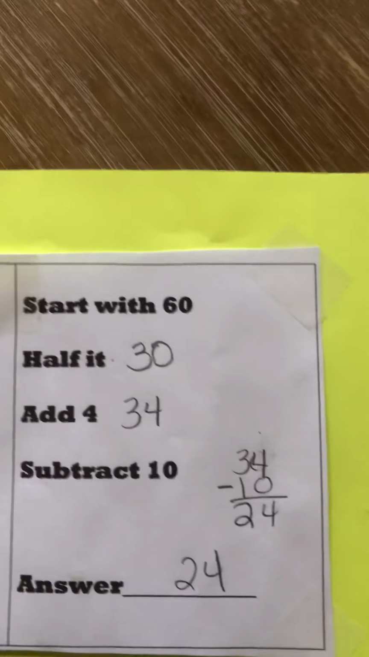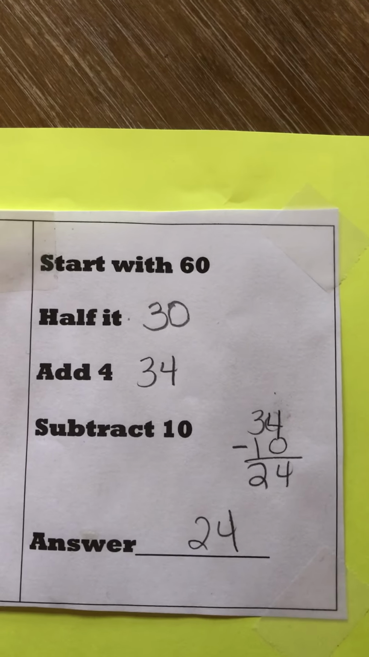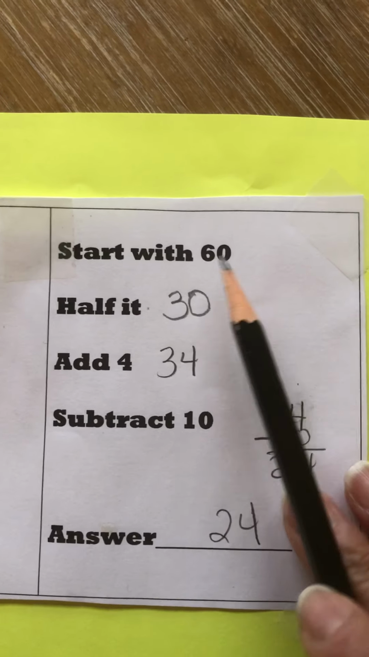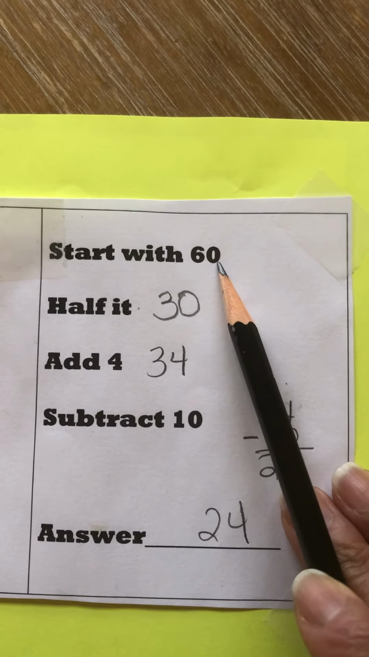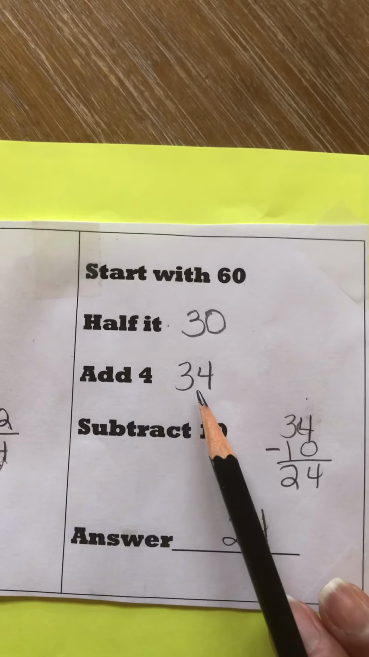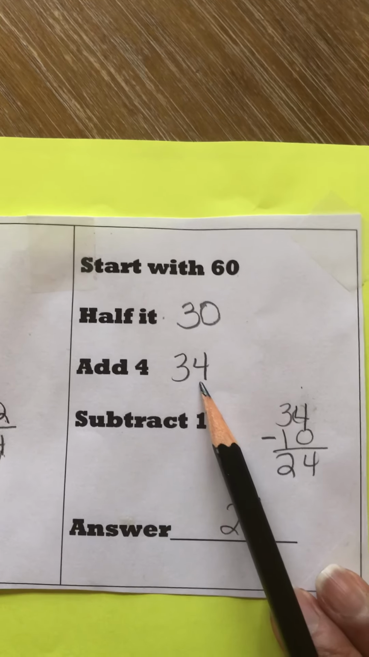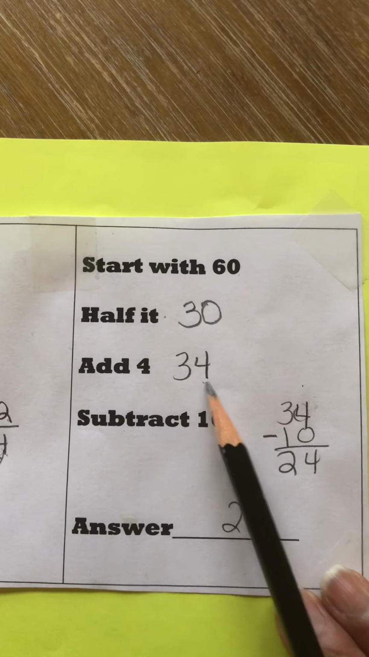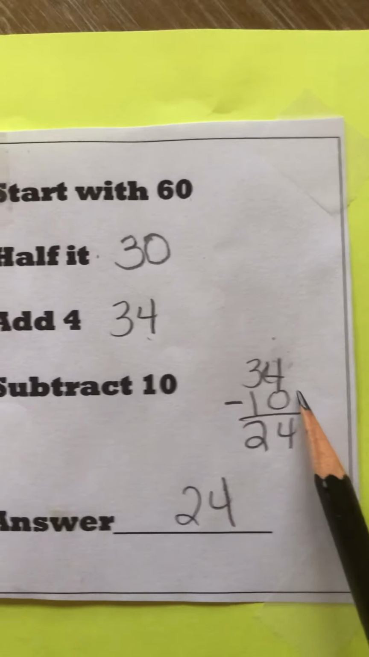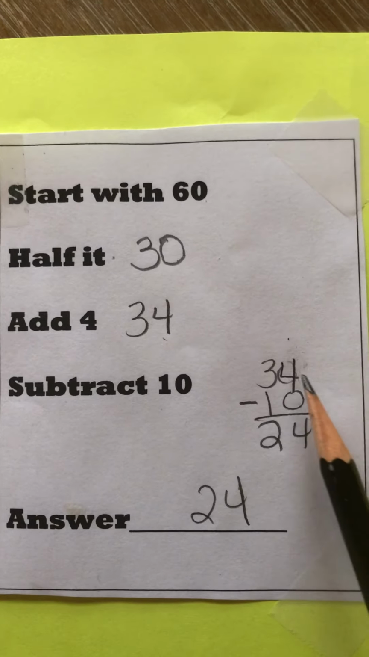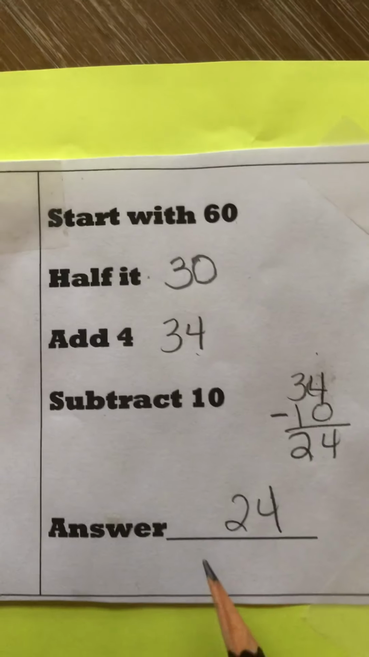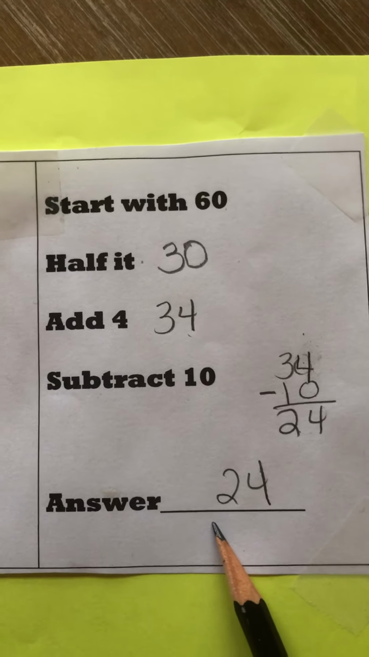Now, if you go over to this one, you also see I completed it for you, but I'm going to go over it step by step. You were supposed to start at 60, break it in half, and you have 30. If you add 4 to that, you will be at 34. Then you have to subtract 10 from 34, and if we line them up vertically, we know 4 minus 0 is 4, and 3 minus 1 is 2, so our final answer is 24.